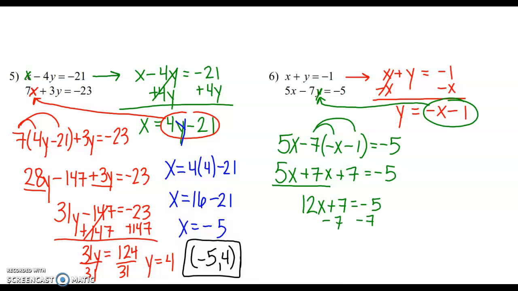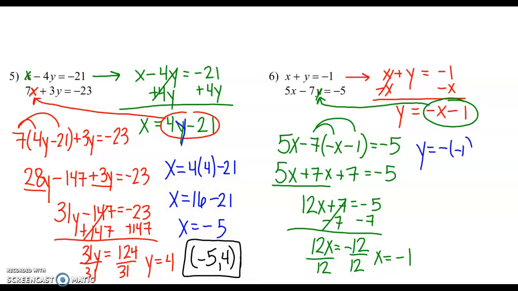5x plus 7x is 12x, still plus 7, still equals negative 5. To get rid of a plus 7, subtract 7. So 12x equals negative 12. Negative 12 divided by 12 gives us x equals negative 1. So now that I know that x is negative 1, I've got y equals negative x is negative 1 minus 1. Well, negative 1 times negative 1 is positive 1 minus 1 gives us y to be 0.